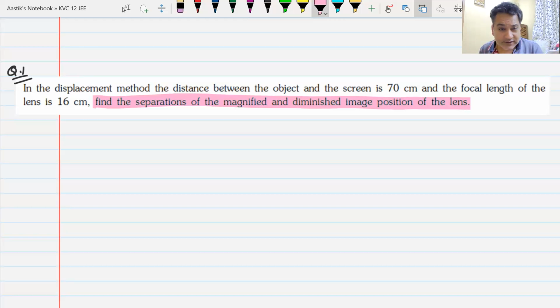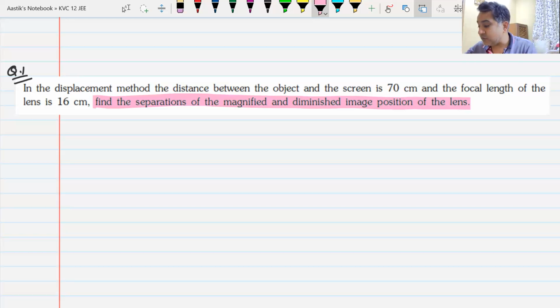So basically, they are asking you the distance between the two positions of the lens. Yes or no? They're asking you the distance between the two positions of the lens, but the language might confuse you. So in this question, you are supposed to find out the value of x.